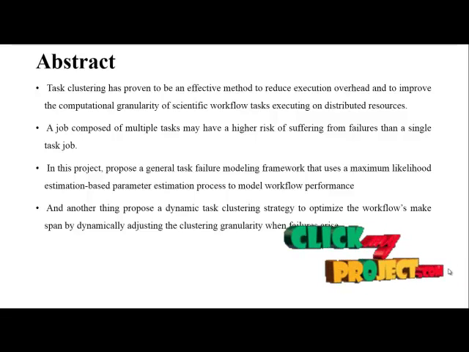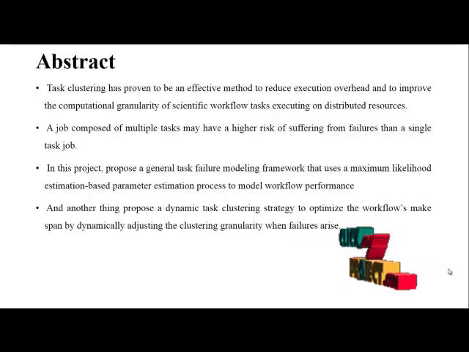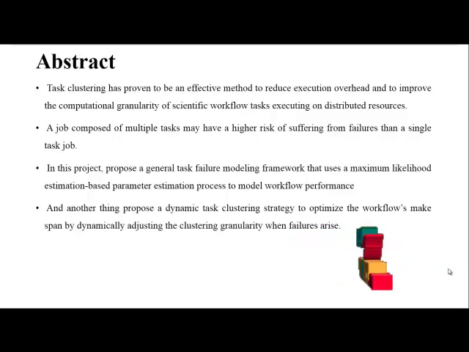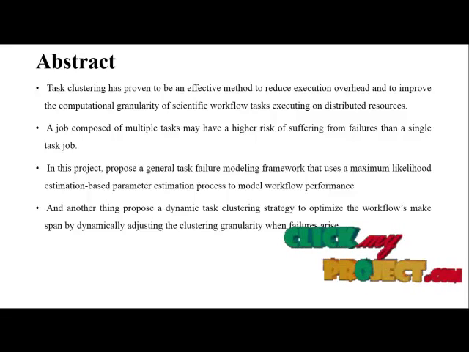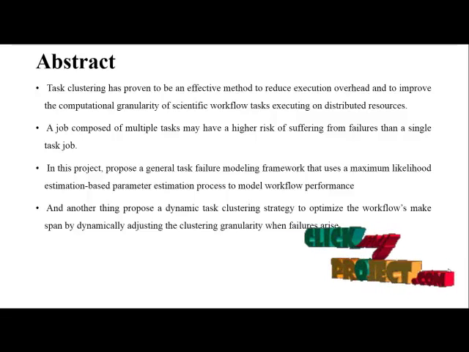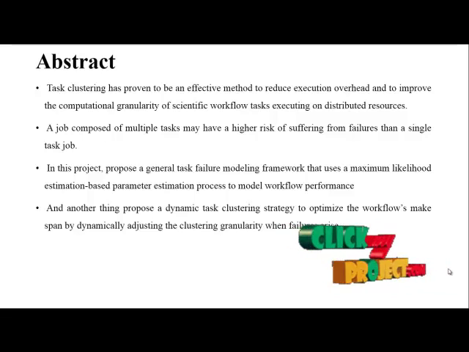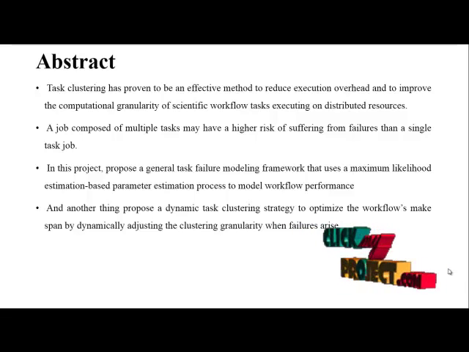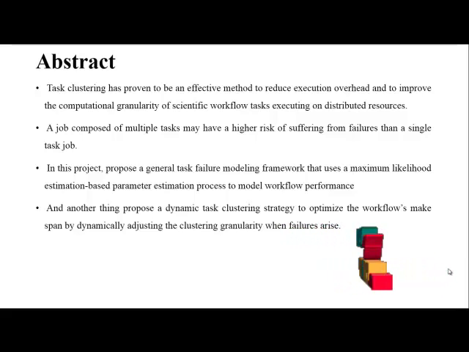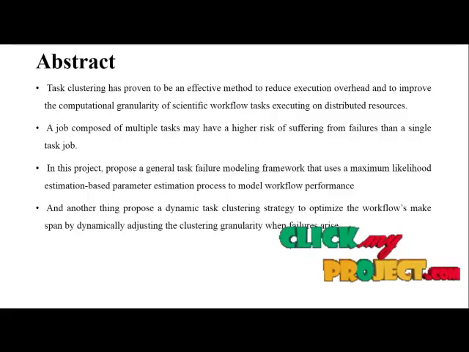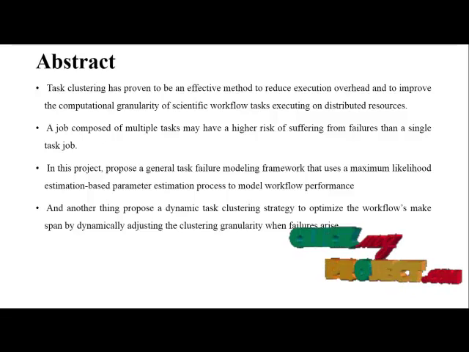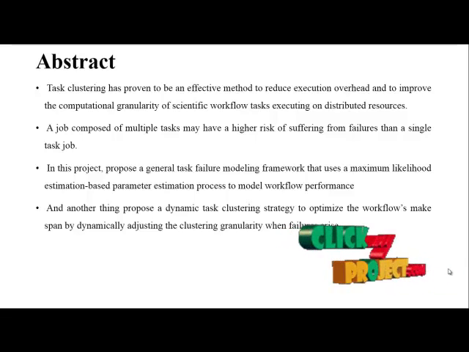In this project, we propose a general task failure modeling framework that uses a maximum likelihood estimation based parameter estimation process to model performances. We also propose a dynamic task clustering strategy to optimize the workflow makespan by dynamically adjusting the clustering granularity when failures arise. The main aim of this project is to find the fault for a particular task file while we are sending it from source to destination. If a fault occurs, we have to recluster the task and send it again.